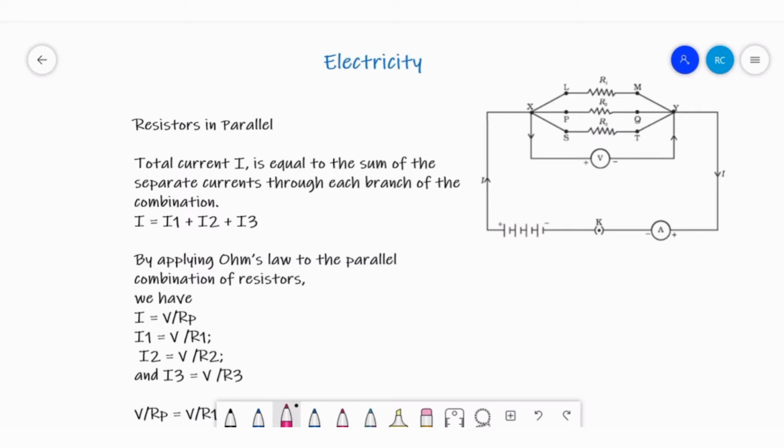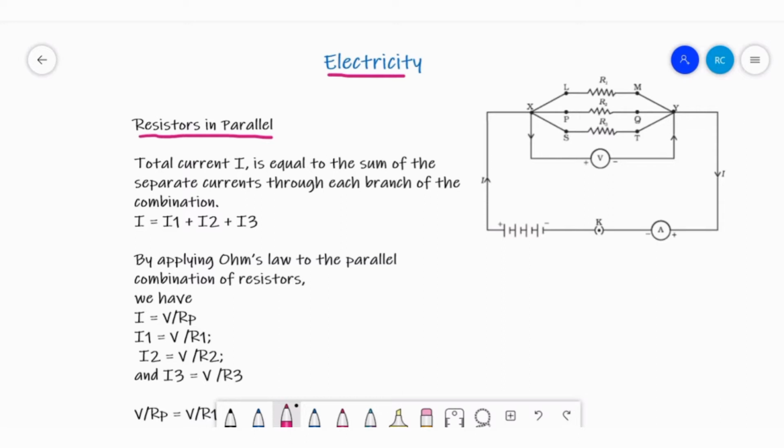Today I am going to explain the lesson Electricity, and the topic is Resistors in parallel. How can resistors be connected in parallel? Is there any difference when current is passing through these resistors? Okay, so we are going to explain resistors in parallel by considering this diagram.